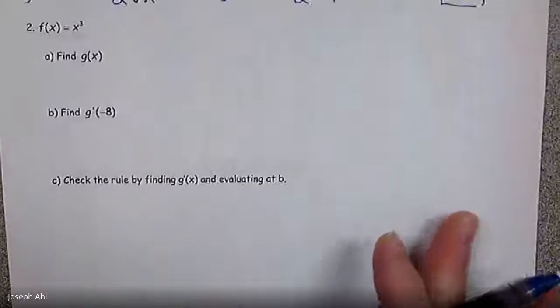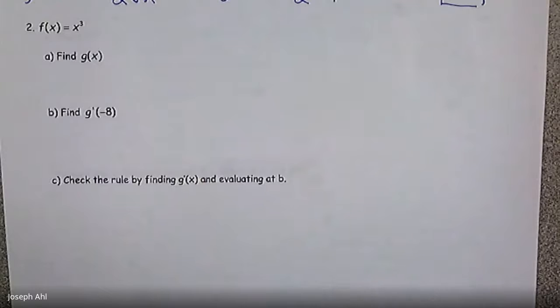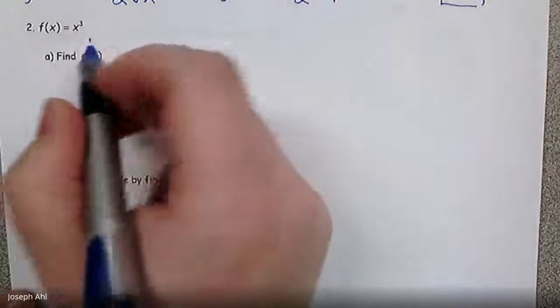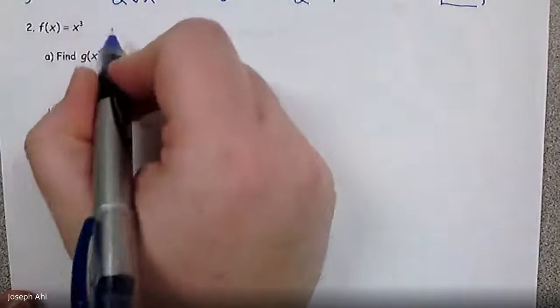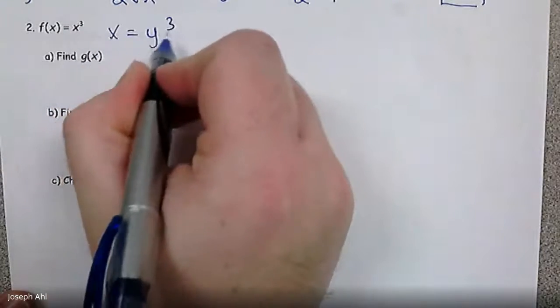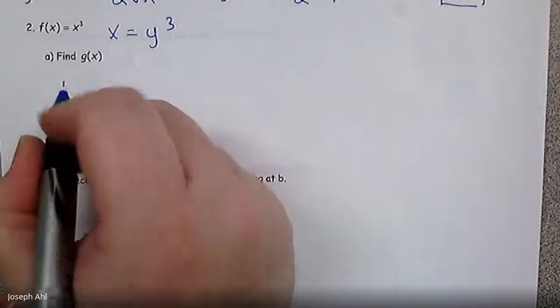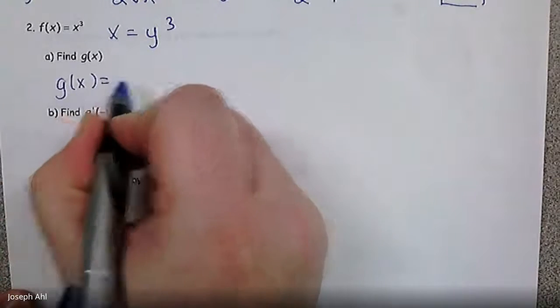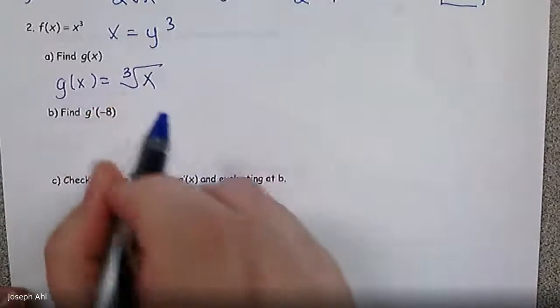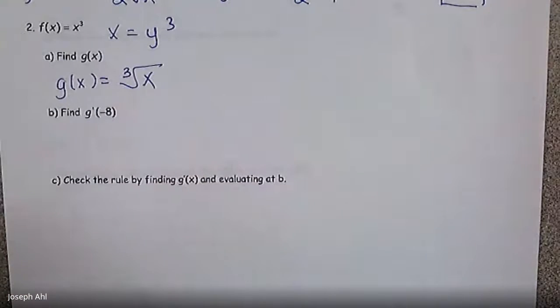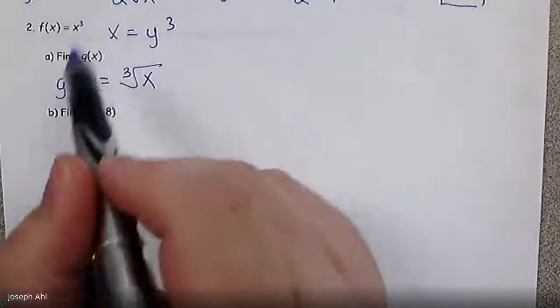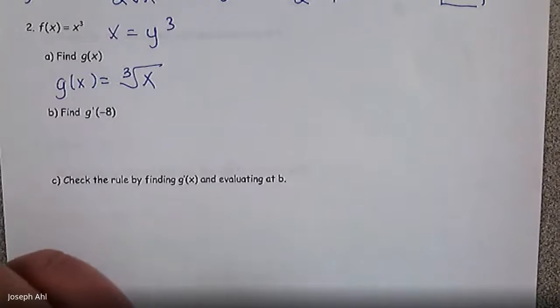Let's do another one together. Let's try x cubed. So find g of x. And g of x in these contexts is always going to be the inverse of what we started with. If you switch x and y, you get x equals y cubed. Cube root both sides to get that g of x is equal to the cube root of x. Remember, we have no domain restrictions to worry about whether or not this function is 1 to 1. This is an entirely 1-to-1 function.